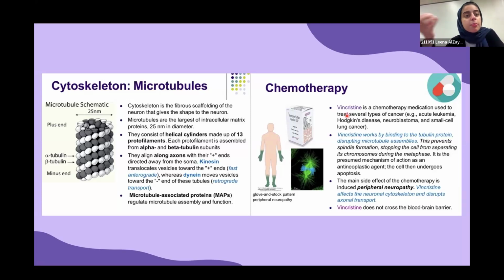The pro of this chemotherapy type is that it does not cross the blood-brain barrier. So you will not have symptoms of the brain, but you will have symptoms of the peripheral nervous system. They always describe it as a glove and stocking pattern. As you can see in the picture over here, it's like he's wearing socks and gloves, because it goes to the peripheries and affects the nerves there, because it blocks the formation of microtubules. Does this make sense, guys?